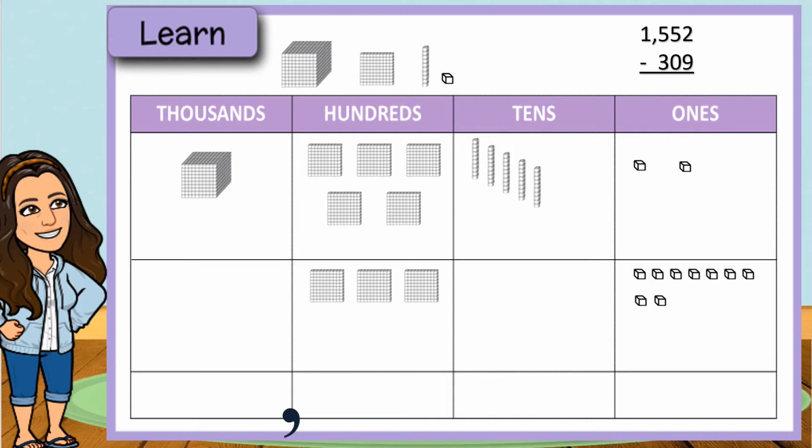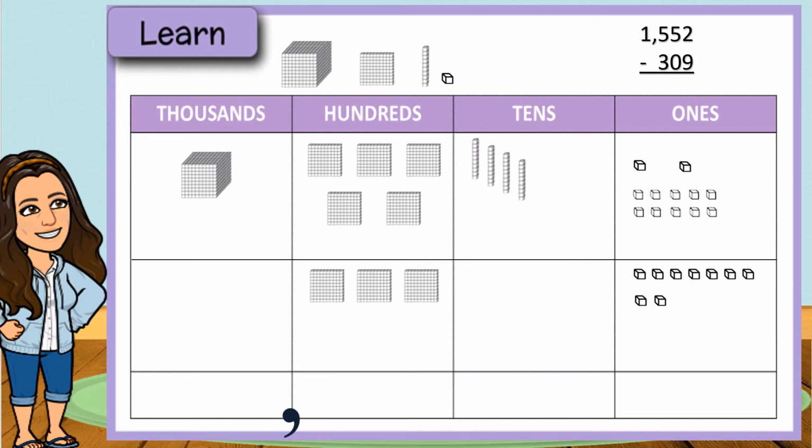Now I am ready to subtract. But wait, can I take 9 away from 2? That won't work. So I'm going to have to borrow from the 5. In order to do that, I am going to take 1 tens and move it into the ones column and break it into my individual units. Notice that there are 10 units in that particular piece.